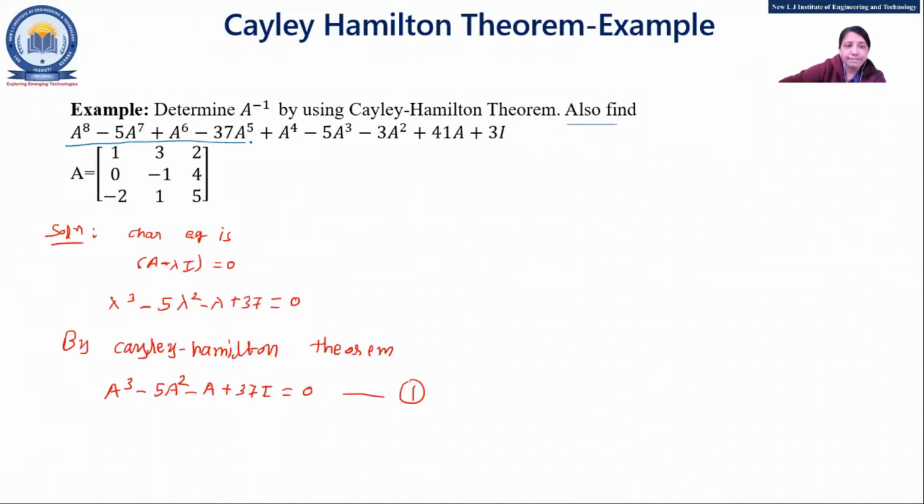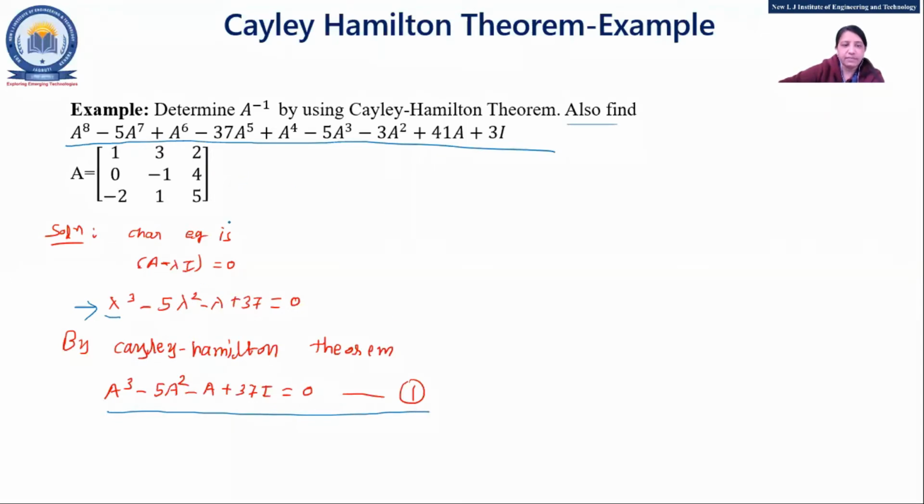Again, this type of equation, right? Now, this is my given matrix A. Same procedure you need to follow up to Cayley-Hamilton, that means the characteristic equation. I have written S1, S2, S3, the characteristic equation of this matrix. Now by Cayley-Hamilton, lambda will be replaced by A. So this is my equation 1. Any doubt up to this?